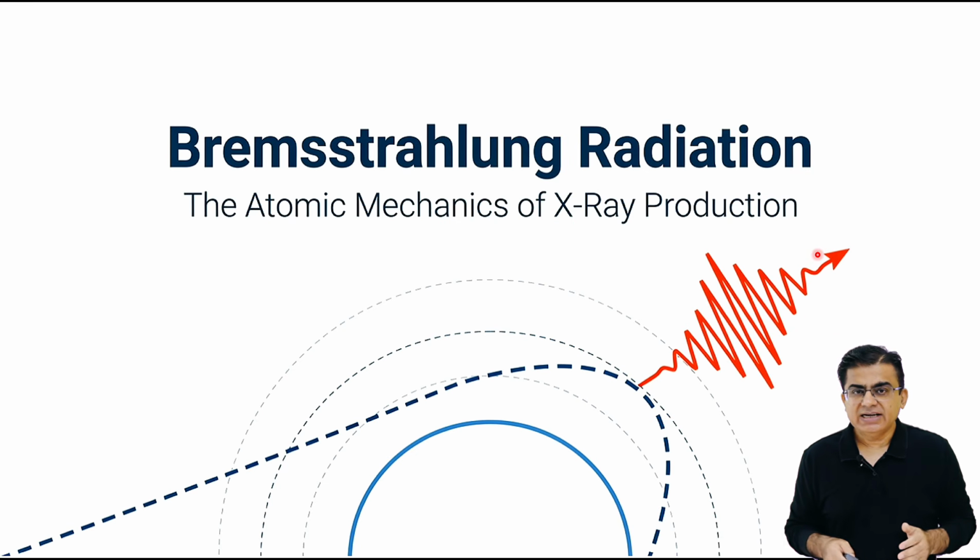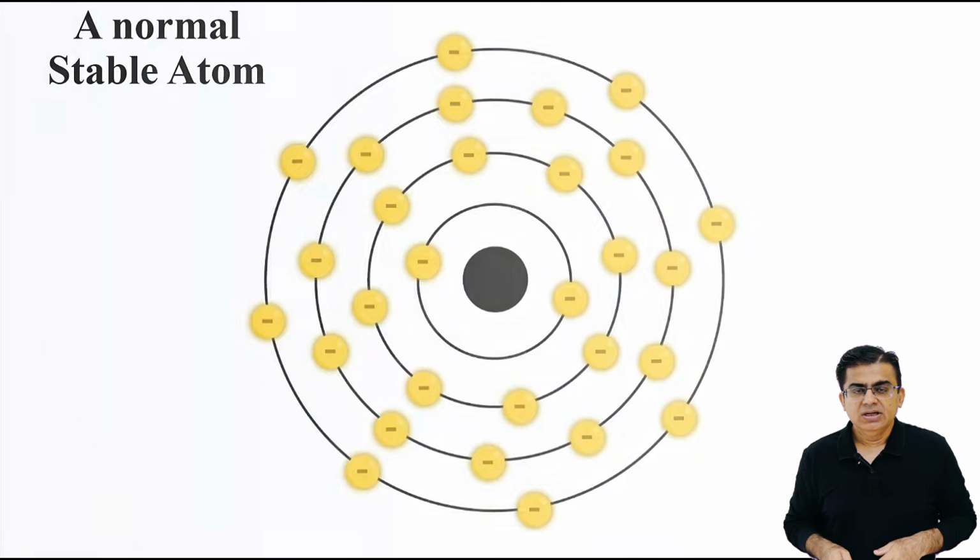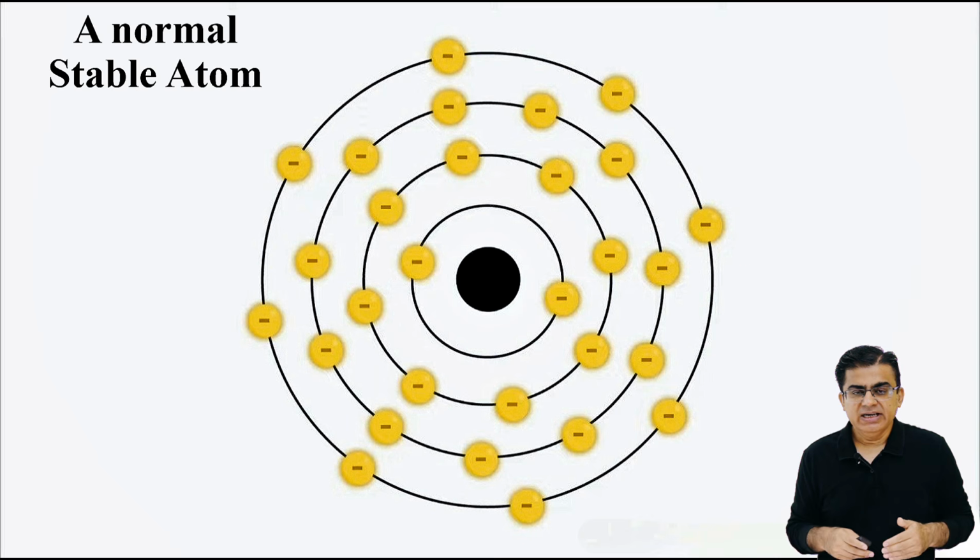I will show you exactly how this happens at the atomic level. Let me break down the exact physics of this specific interaction for you step by step. This is the structure of a stable atom. This is how a stable atom looks before an incoming high-speed electron comes near it.